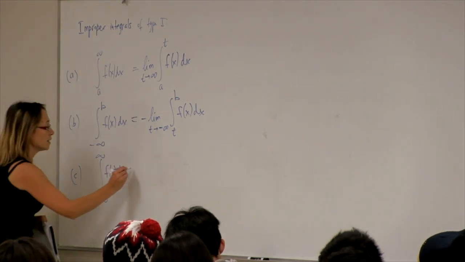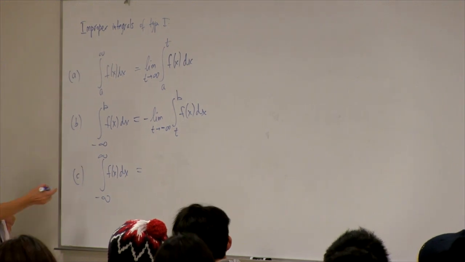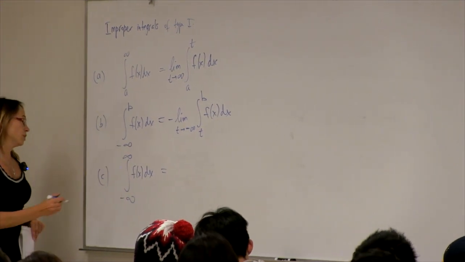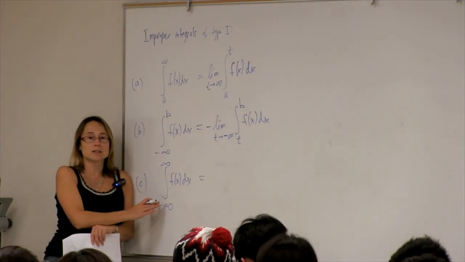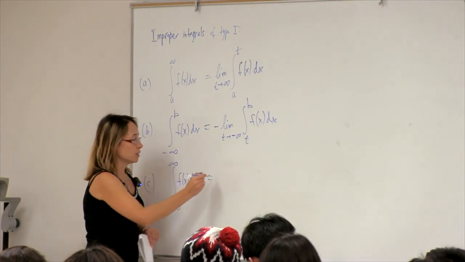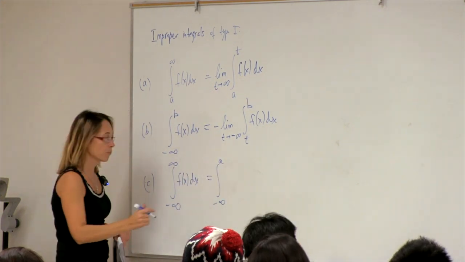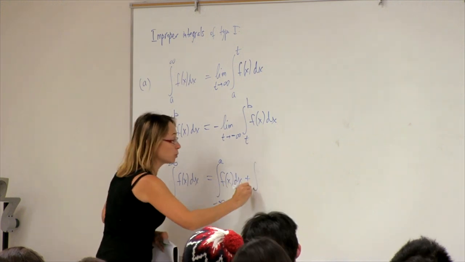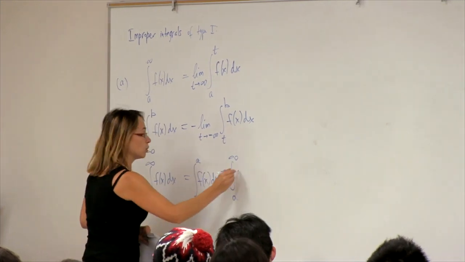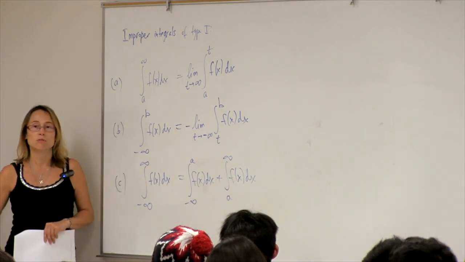Okay. And this one is a combination of the previous two types because it has two infinite limits. So what we're going to do here, we're going to break this integral into two. We're going to integrate first from minus infinity to a, where a is any number. Okay. And then we'll continue from a all the way up to infinity. And I already defined these two for you.